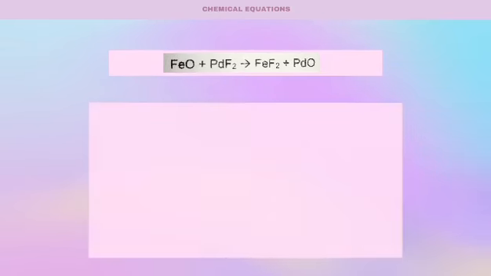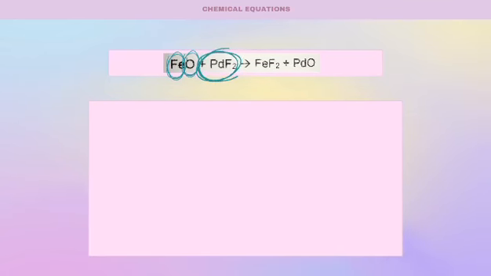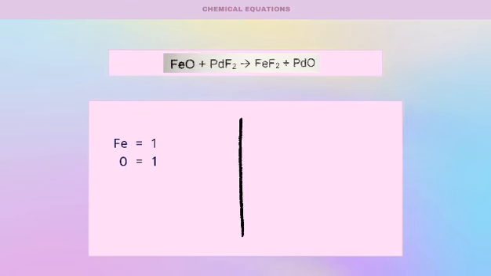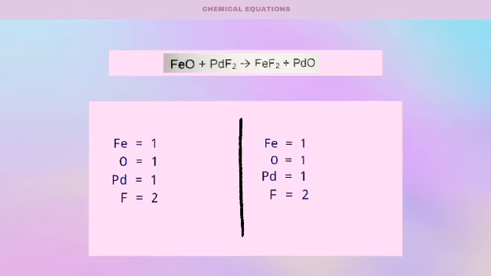Remember that if there is no coefficient in front of an element, it is assumed that the coefficient is 1. For the equation FeO plus PdF2 equals FeF2 plus PdO, there are 1 iron atom and 1 oxygen atom being added to 1 palladium atom and 2 fluorine atoms, so I will list them under this side: Fe equals 1, O equals 1, Pd equals 1, and F equals 2. There are 1 iron atom and 2 fluorine atoms that are being added to 1 palladium atom and 1 oxygen atom. So Fe equals 1, O equals 1, Pd equals 1, F equals 2. Since the number of atoms in each element is the same on both sides of the equation, this is already balanced.